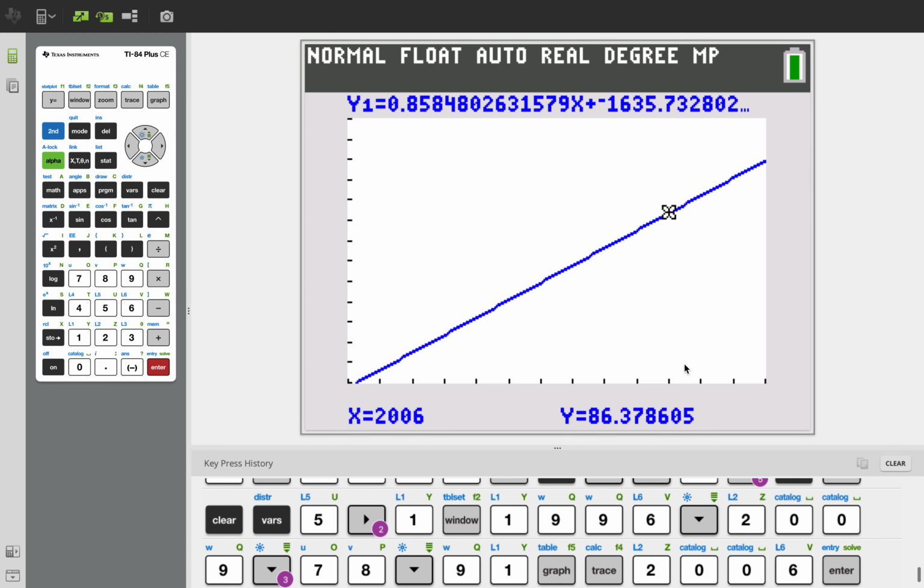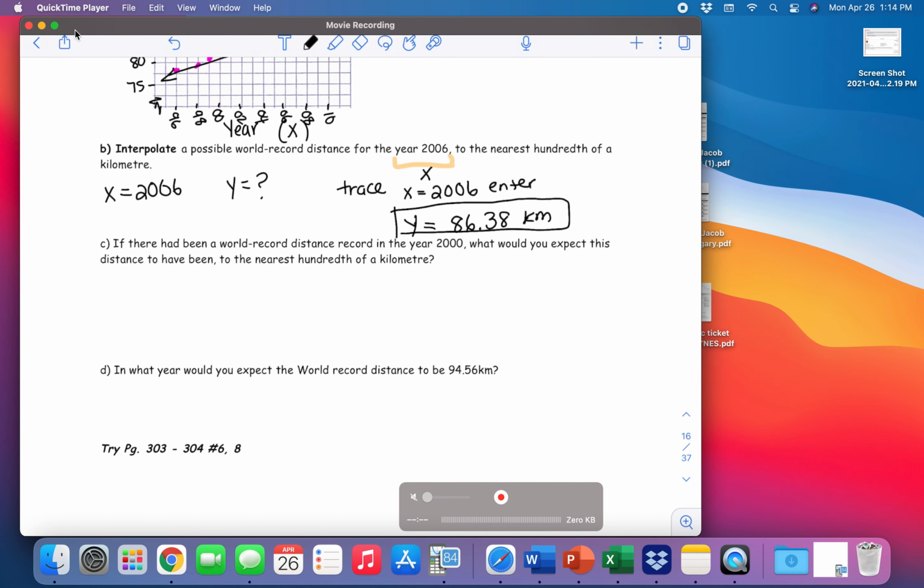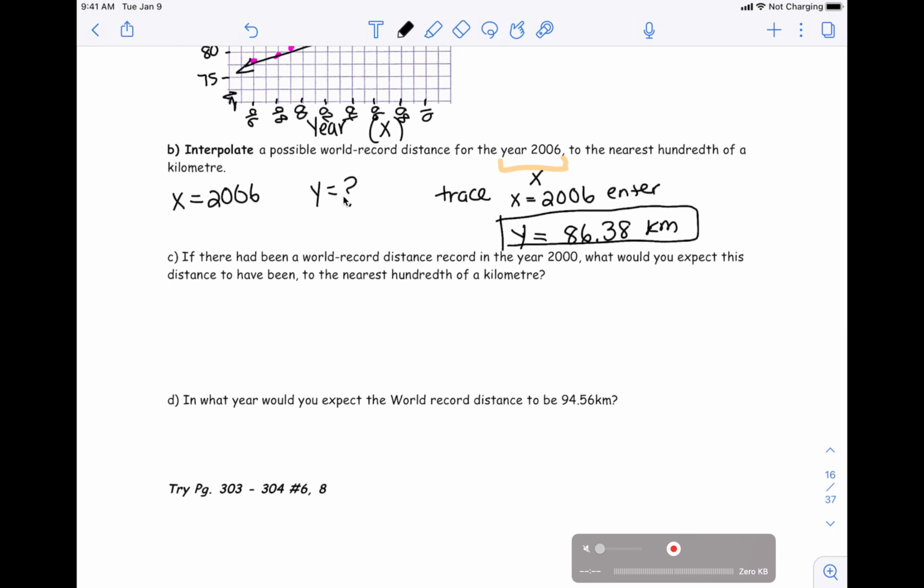The y answer is, we have to the nearest hundredth, 86.38 kilometers if you round to 2 decimal places. Okay, so I'm writing this answer right here, but I'm rounding to 2 decimal places. Okay, so I recorded that. There's my answer. I put TRACE, x equals 2006, ENTER, and I got this answer.